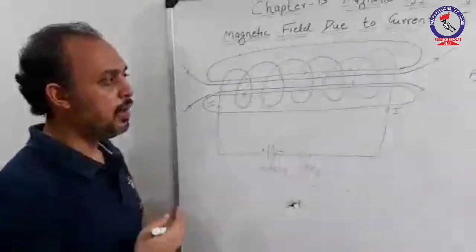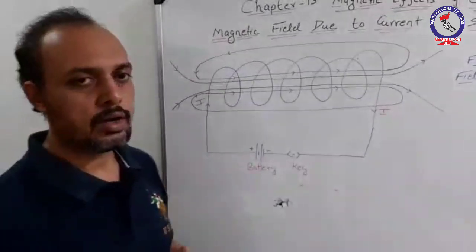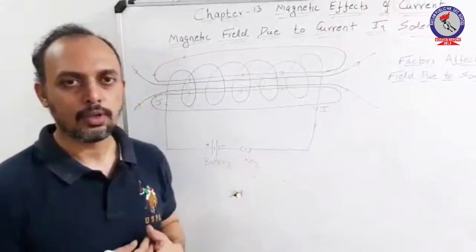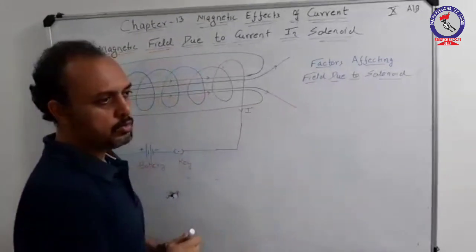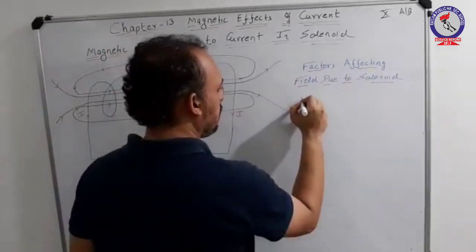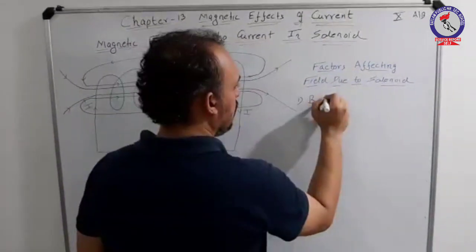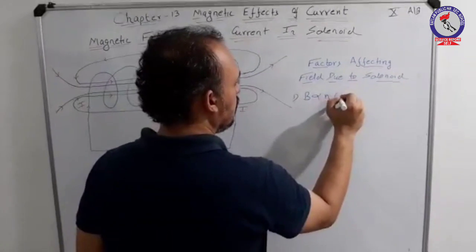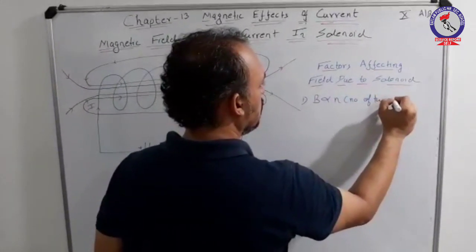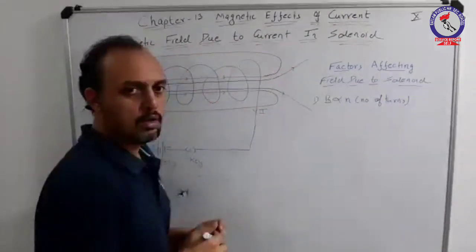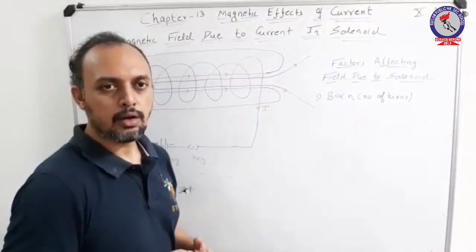Let us discuss the factors on which the field due to a solenoid depends. Factors affecting the field of a solenoid. The very first factor: magnetic field due to a solenoid is directly proportional to N, where N is the number of turns, which implies that the greater the number of turns, the stronger is the magnetic field formed by a solenoid.